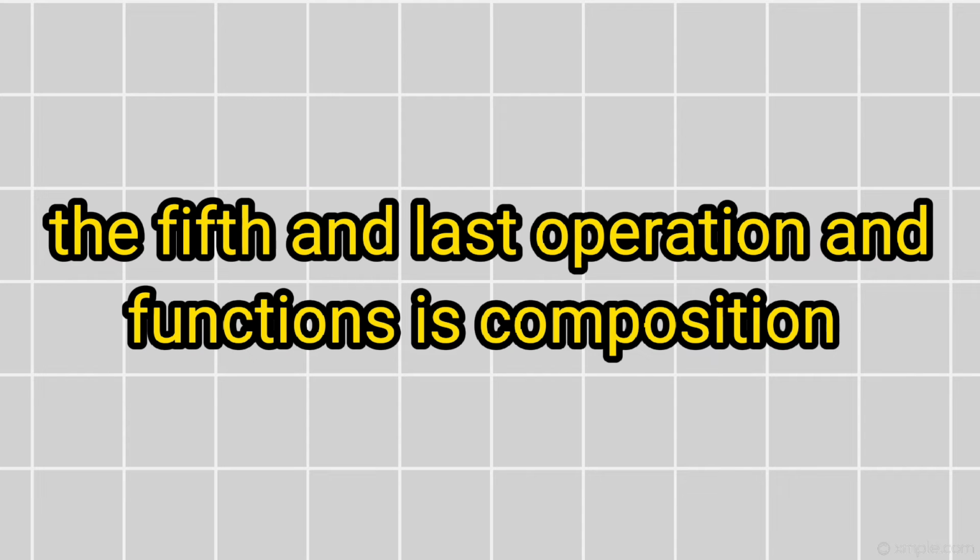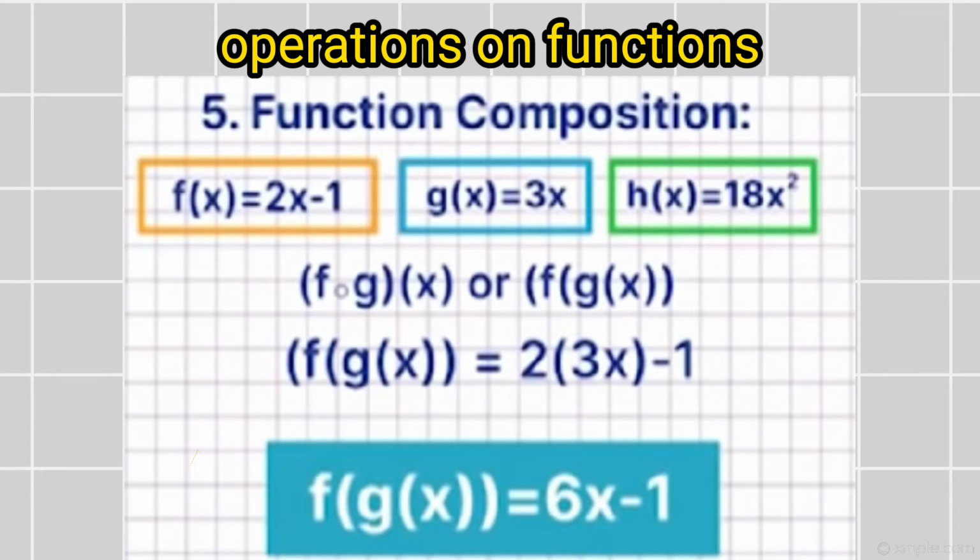The fifth and last operation on functions is composition. In here we take the value of a function to be an input in another function. Suppose we take the composite function denoted by f composed with g of x, or f of g of x. In this case, we will be using g of x as our input, in place of x in f of x. Hence, for every x in f of x, we will use 3x instead.